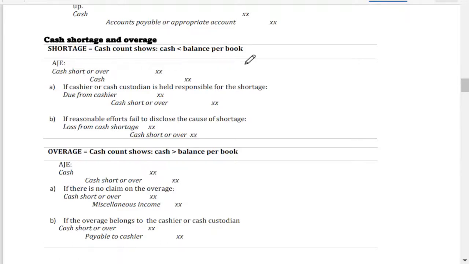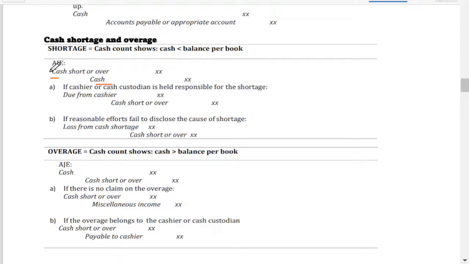So, papaano naman natin i-adjust yun? So, ang susundin natin is yung magkano yung nasa count. Kasi yung nasa count is 49,000. We need to bring the records to the cash per count. Dapat yung nasa records natin is yung amount dun sa cash count. Yung amount dun sa cash count is 49,000. So therefore, we need to adjust and reduce the 50,000 to bring it to 49,000. So paano yun? So babawasan mo yung cash. So credit cash, 1,000, and debit cash short or over, that's 1,000.